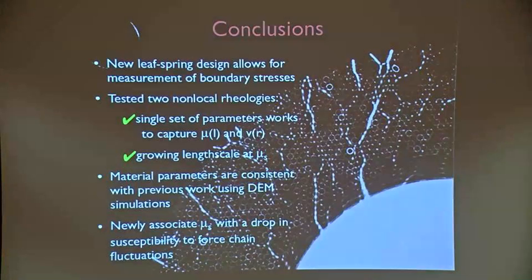There's a single set of parameters that works to do everything you want them to do, just like they do in simulations. We can actually see evidence of the growing, not divergent, length scale in μs. The material parameters we found are consistent with what's been seen in DEM simulations, so there's really good correspondence there. And the new thing that we are contributing is that we really see that μs seems to be associated with a plummeting of the force fluctuations, and this, as a statistical physicist, looks a lot to me like a susceptibility, right?